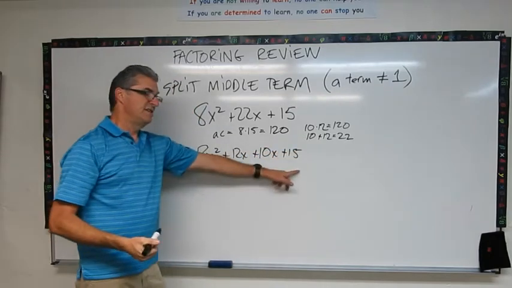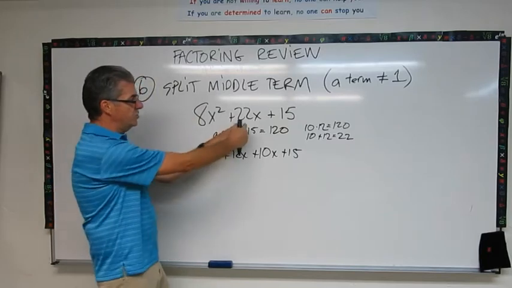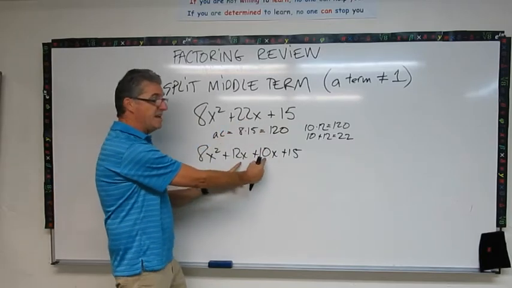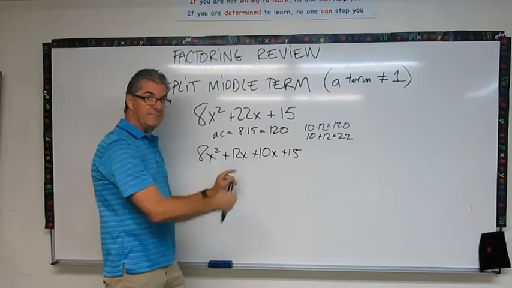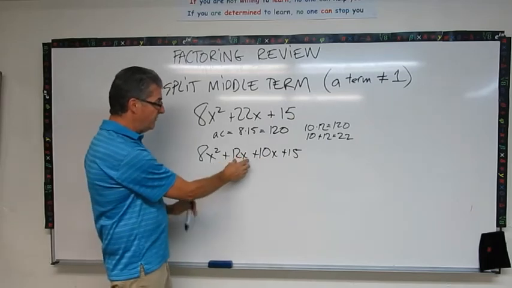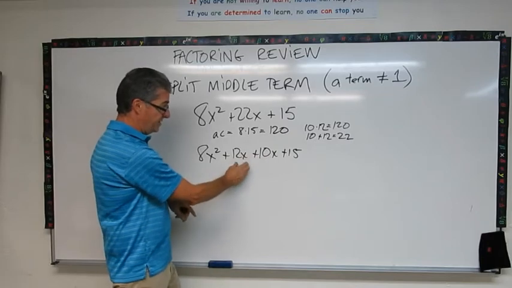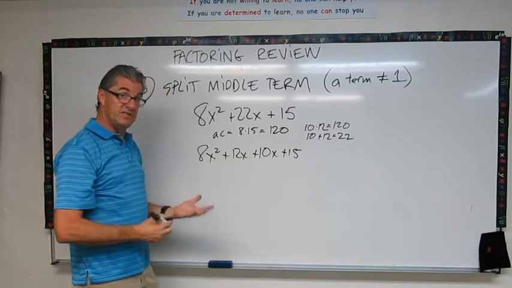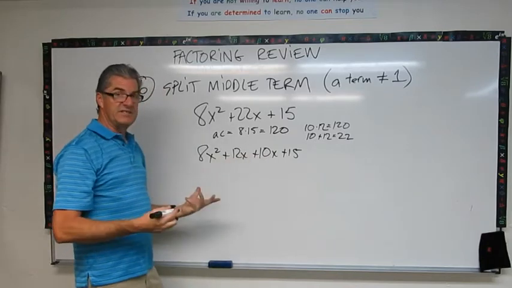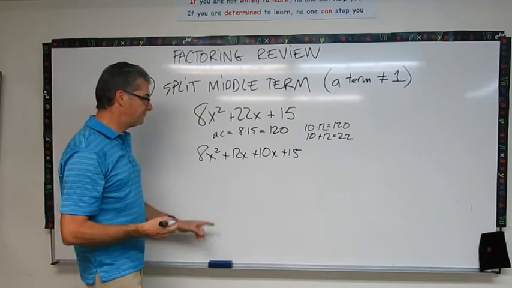This expression is still the same as this one. I just took this 22x and divided it into 12x and 10x. I also did it with the 12x first because there's a bigger common factor in these two. And if I put the 10x there, it's not quite as big. It would still work, but I like to get the biggest common factor out of each pair.